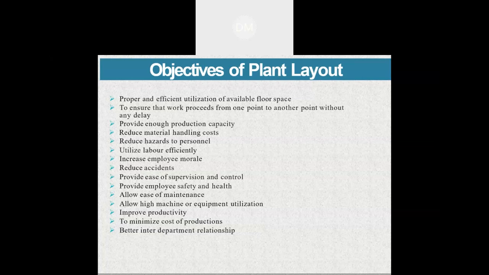So availability of raw material and production capacity should be balanced. Reduce material handling cost: the raw material storage room and processing room are very near, because less manpower is required for transport of raw material from the storage room to processing areas. Then reduce hazards to personnel. With minimum handling, hazards are automatically reduced. Then utilize labor efficiently.